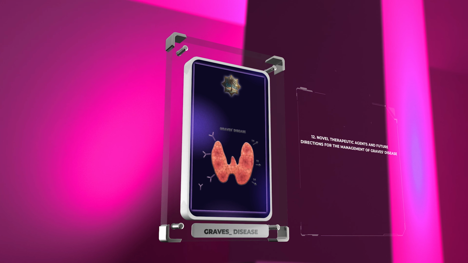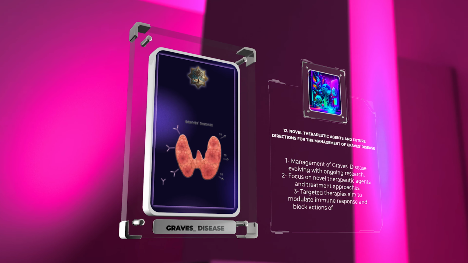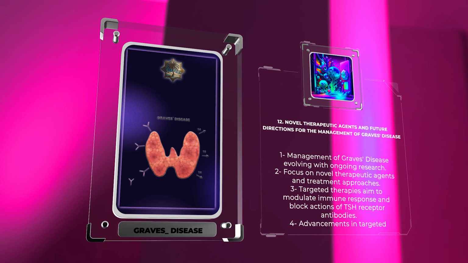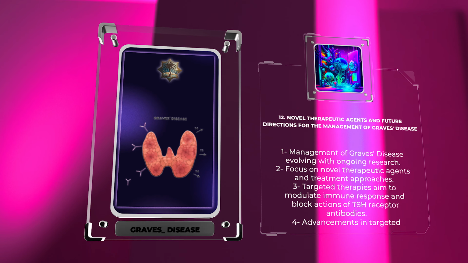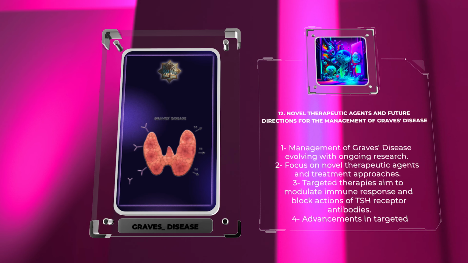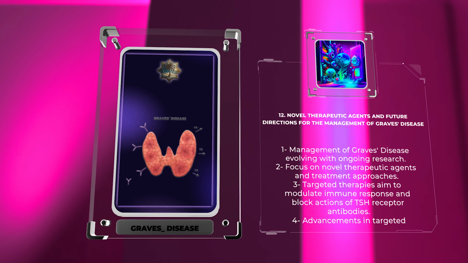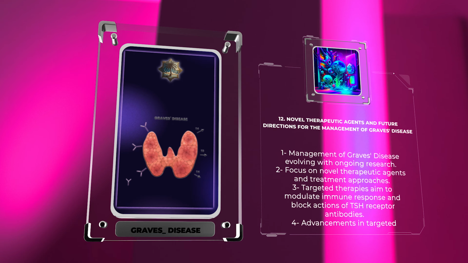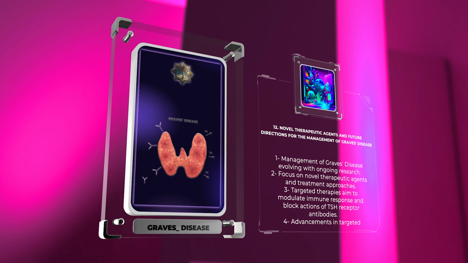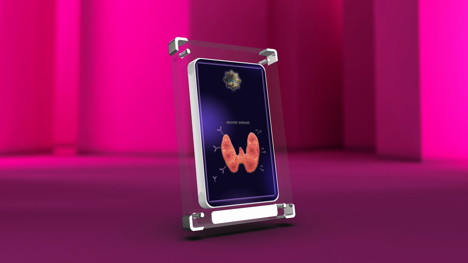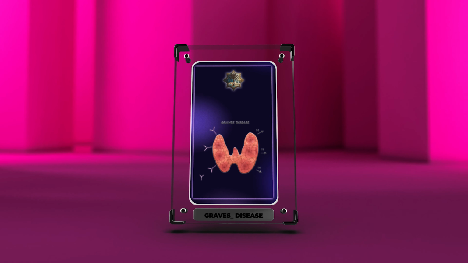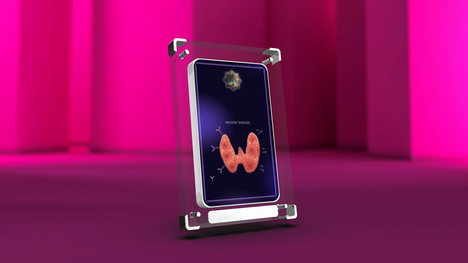The management of Graves' disease is evolving, with ongoing research focusing on novel therapeutic agents and treatment approaches. Targeted therapies aimed at modulating the immune response and blocking the actions of TSH receptor antibodies are being investigated. Additionally, advancements in targeted radiotherapy, immunomodulatory agents, and gene-based therapies hold promise in improving the outcomes of patients with Graves' disease.